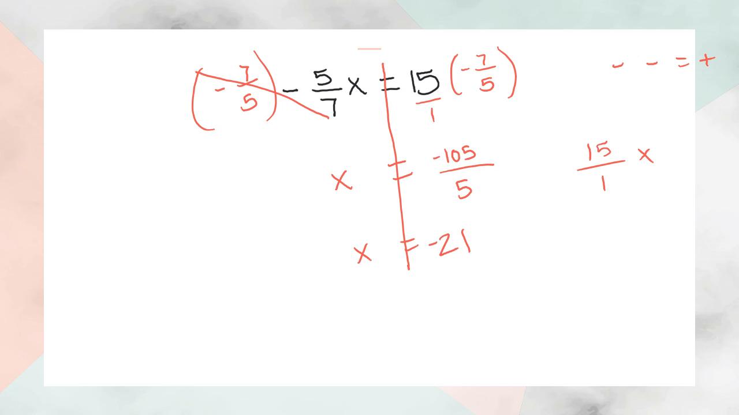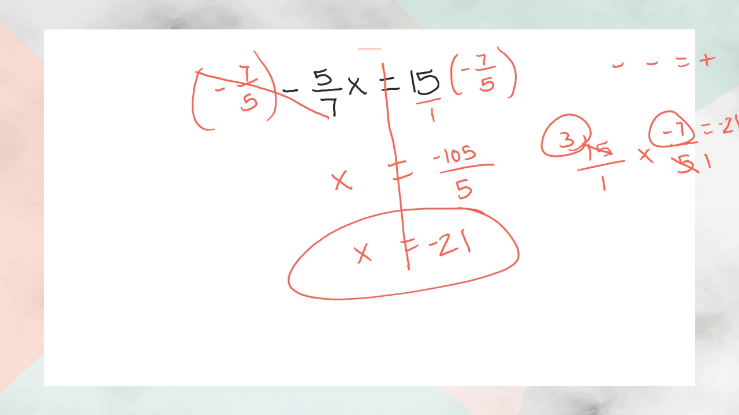If I have 15/1 times negative 7/5, we could do our cross multiply to reduce. So I know that 5 goes into 15 3 times. So I can reduce those. And so then 3 times negative 7 equals negative 21. So either way, you get the same answer. You choose your method. The answer is negative 21. Good job. Check it to make sure we're correct and tell me what you get.